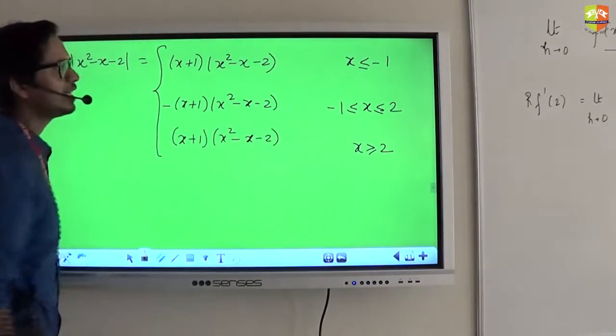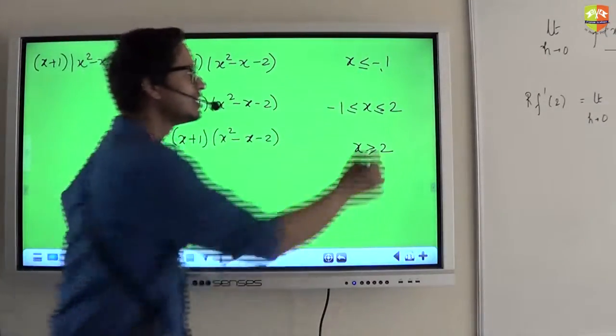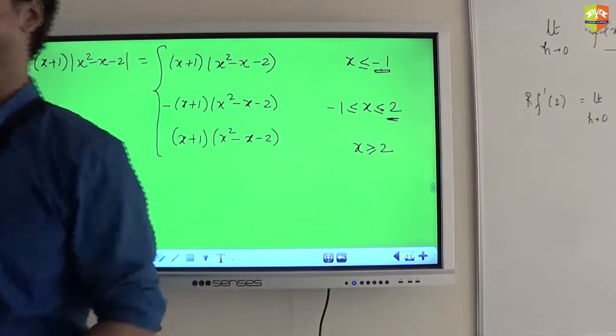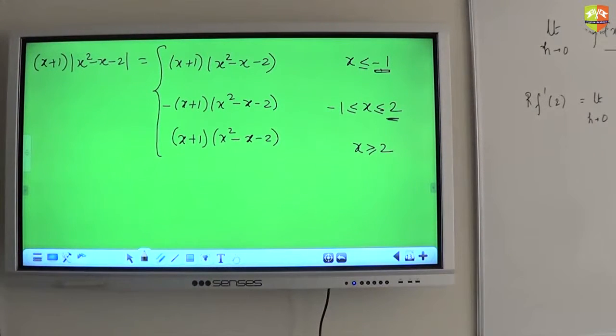Now tell me what are the critical points? Minus 1 and 2. Because at these points my function is changing its definition. So let us check at minus 1. First thing first, minus 1. Will I waste my time checking its continuity at minus 1?